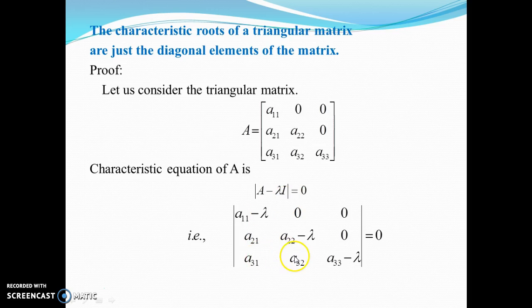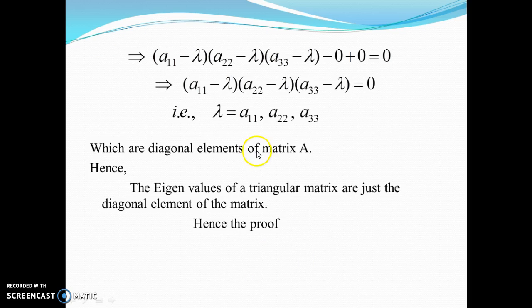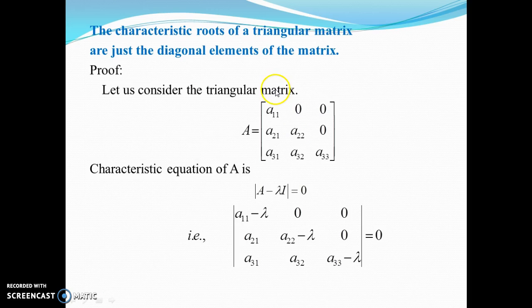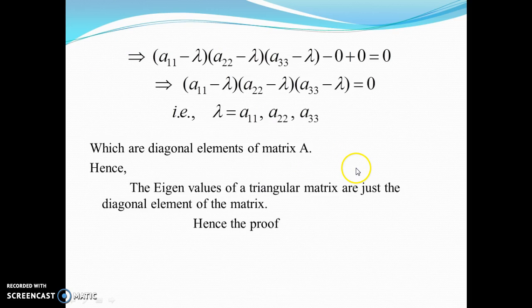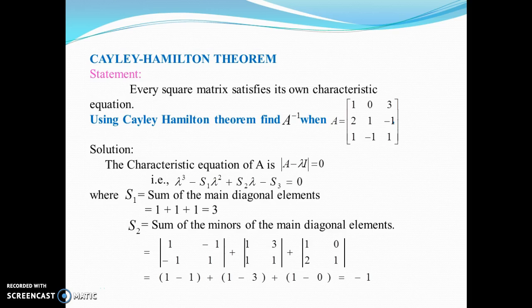We have this equation. Simplifying it, we have 3 eigenvalues because our matrix is a 3 cross 3 matrix. The eigenvalues are A11, A22 and A33. These are the diagonal elements of our matrix. Hence the eigenvalues of a triangular matrix are just the diagonal elements of the matrix.